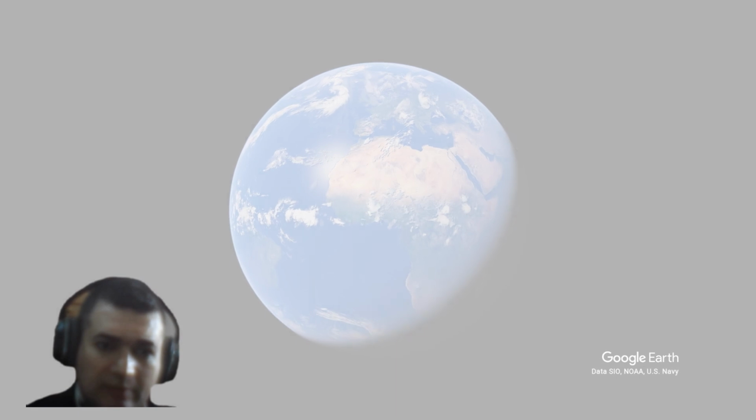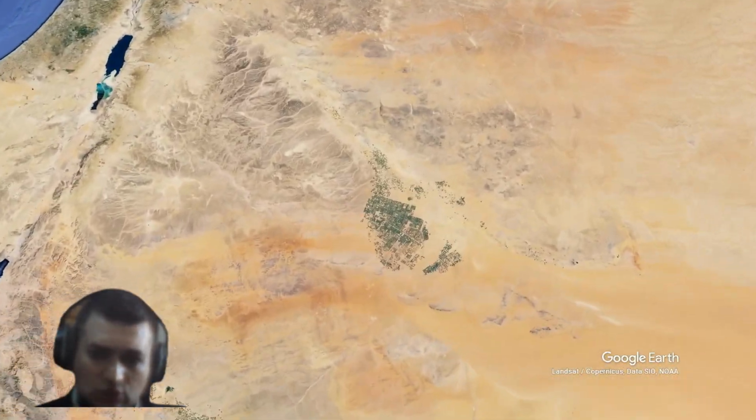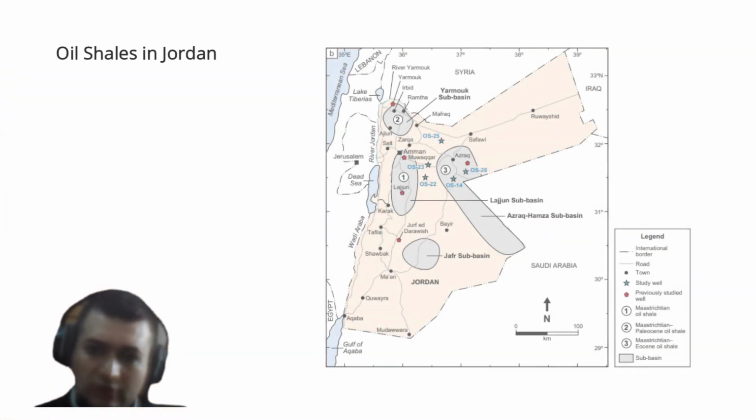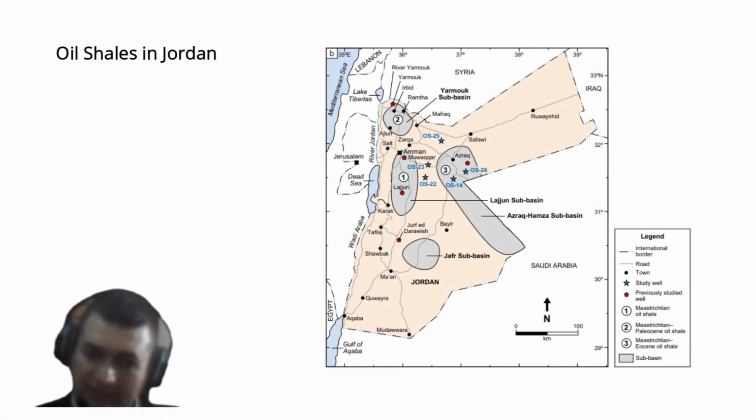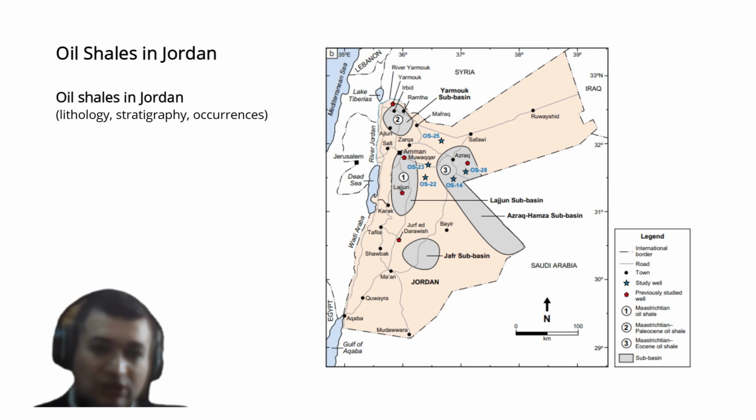So the matter here is the oil shales. The oil shales in Jordan are deposited all over Jordan, in the north, central, and south. Lithologically, it is an organic-rich marl that was deposited during the late Cretaceous and Paleogene.